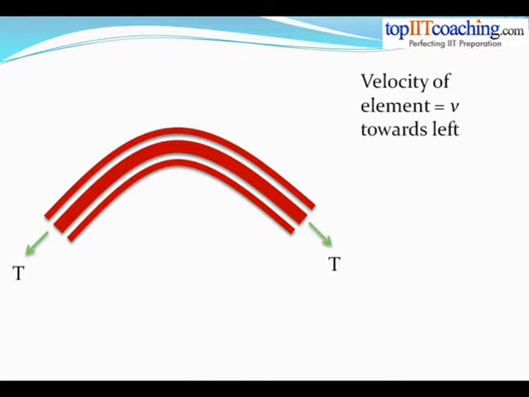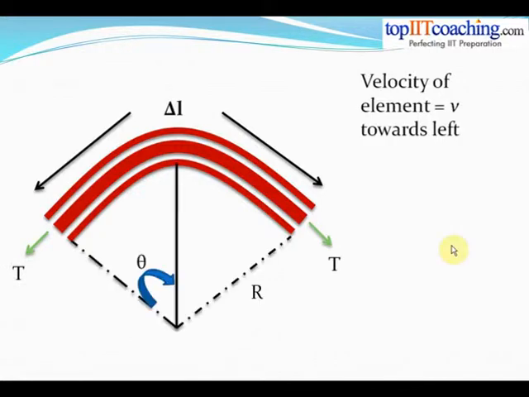Why is the velocity v? Because as I said, we're performing all our calculations from the frame of a man who is moving at a velocity v to the right along with the wave. This man will see the string moving towards the left with a velocity v. That's the reason that the velocity of the element is v towards the left. Let the length of this element be delta L. Delta L is a very small quantity because we've just considered a very infinitesimally small portion of the string.